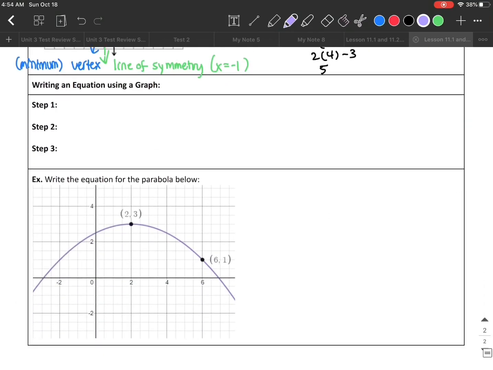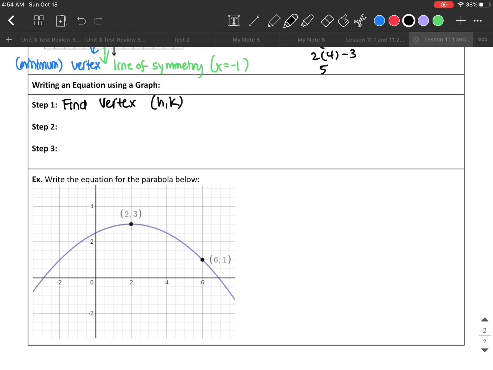Next, we're going to talk about how to write an equation given a graph. So the first step is to find the vertex. And the vertex is h comma k if I have vertex form. So h is the number that's being subtracted inside the parentheses. K is the number that's being added on the outside of the parentheses.